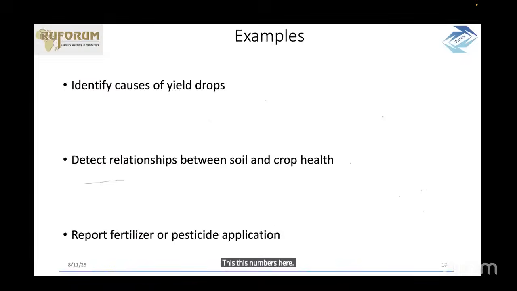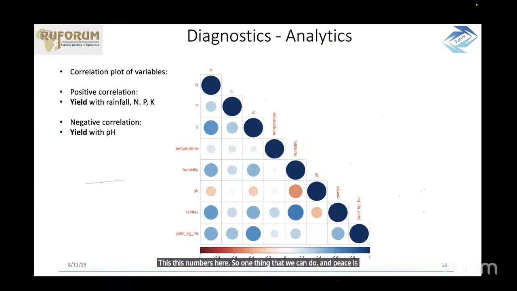One thing we can do, and Peace is going to cover diagnostic analytics tomorrow, but this is just an example, is use this correlation plot here. The bigger the bubble, the bigger the correlation. The blue indicates positive correlation, and the red indicates negative correlation. Of course, the diagonal is a variable correlated with itself, so nitrogen by nitrogen is 1, which is dark blue.